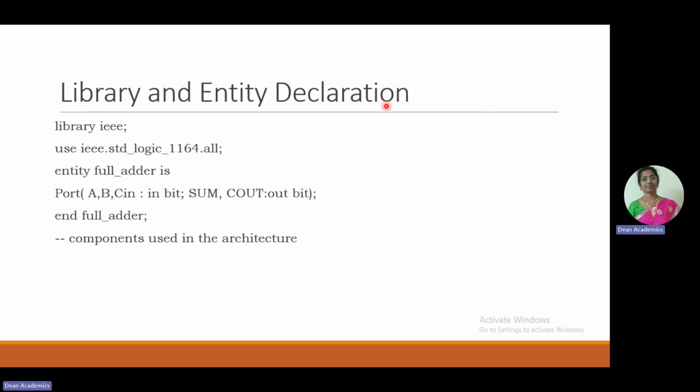Okay, now let us see the library and entity declaration. Library IEEE, use IEEE.std_logic_1164.all. Then entity full adder is port A, B, C in. These are the input ports, in bit type data. Sum and C out are out, bit type data, and end full adder. The components we use in the architecture should be defined previously as part of the design, or they should be part of the library. We have to keep that in mind, and only then will the program understand these components.